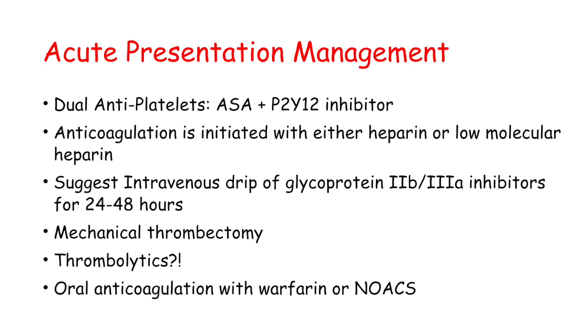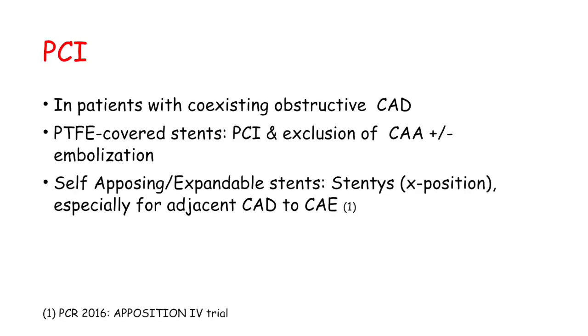PCI. We do PCI for the coexisting obstructive coronary artery disease in these patients, and we're going to have an example, and I think Dr. Mahmoud took another example for that. For the coronary artery aneurysm, we can use PCI with exclusion of the aneurysm with coil embolization. And again, you're going to have somebody with you to help you with that case. And this should be individualized.